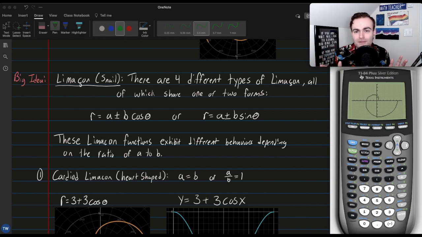I'm going to call them snail functions. I'm sorry, my French is awful. I learned Spanish in high school, so I apologize now. But there are 4 major types of snails, of limaçons, all of which originate from one of 2 forms, which is a plus b, or a plus or minus b cosine, or a plus or minus b sine. So, limaçons, there are 4 major types. They all have some resemblance to snails, which is why they are called snails in French.